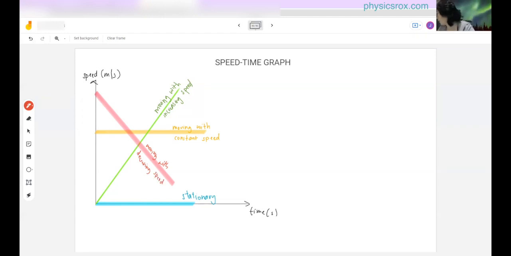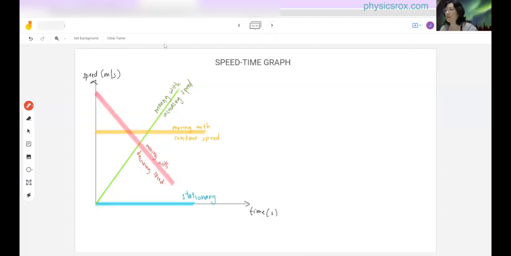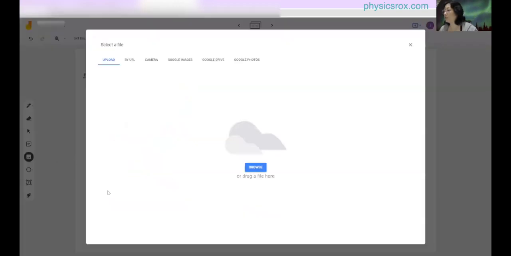Okay. So there's some additional information like the gradient concept. For the gradient of a distance time graph, we know gradient is speed. So like yesterday you asked me, is this gradient speed thing only for distance time graph? Yeah, it's only for distance time graph. If we have a speed time graph, the gradient is something else already. So we'll go through that now. Let me just load the image from the book.